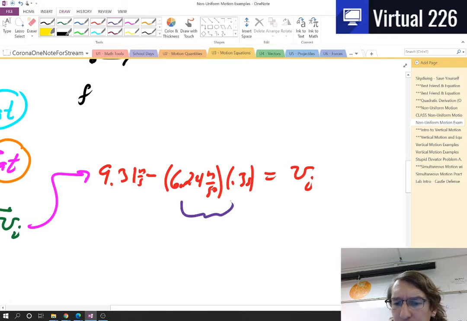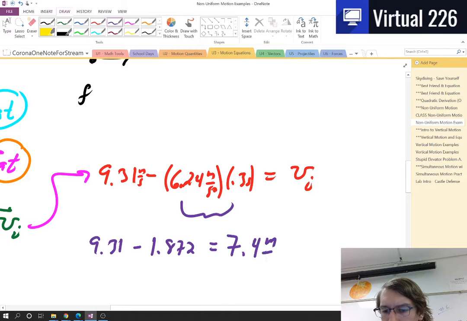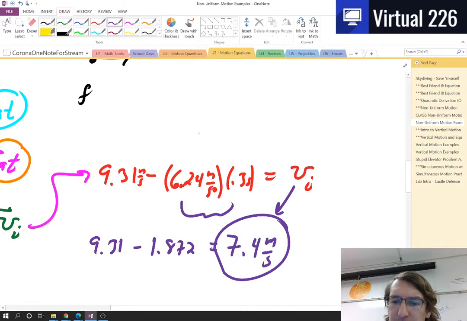When we put the 6.24 and the 0.3 together, 6.24 times 0.3 gives us 1.872, so 9.31 minus 1.872. There's probably too many decimals, but let's just round this to 7.4 meters per second for our initial velocity. Okay, so that's how we set it up. If you wanted to, you can multiply these together initially and then just subtract them over. It's the same thing. Like I said, I just like to do my algebra first and then put numbers in at the end.